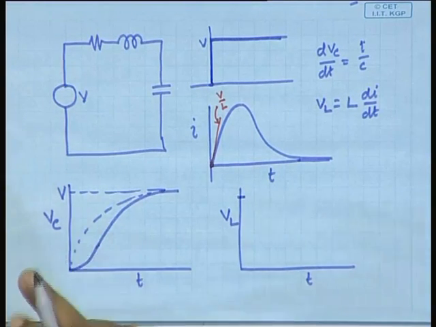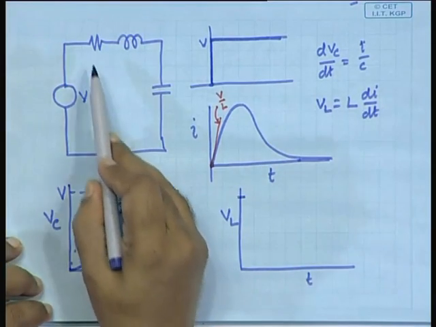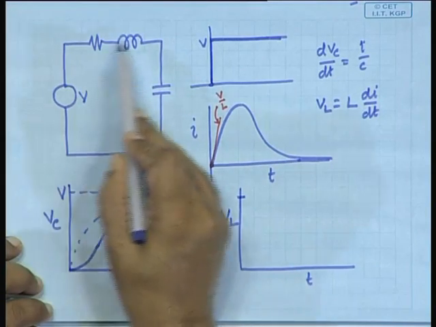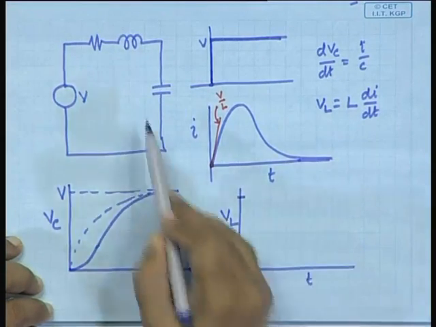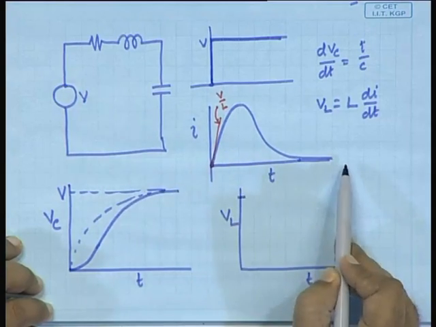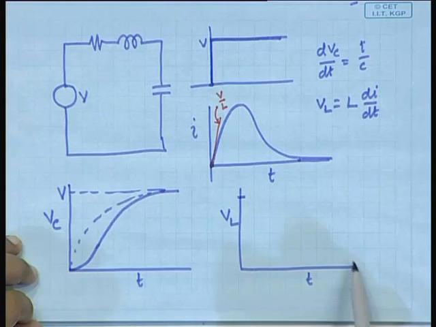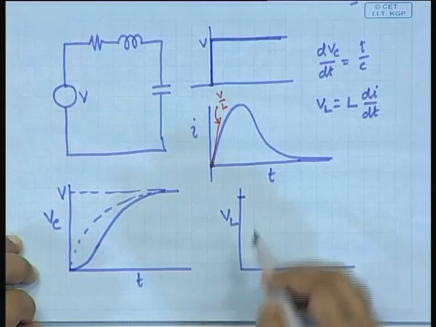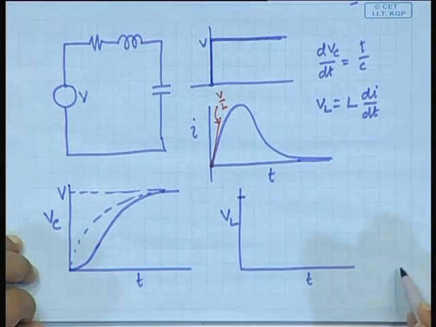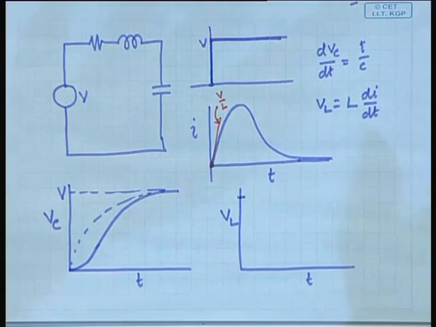After an infinite amount of time, what happens? The current again goes to 0. If current goes to 0, then di dt also goes to 0, and therefore L di dt goes to 0, it has to be 0. So, it starts from here, ends here. It could be like this, it could be like that, it has many possibilities. So, what is the real thing?